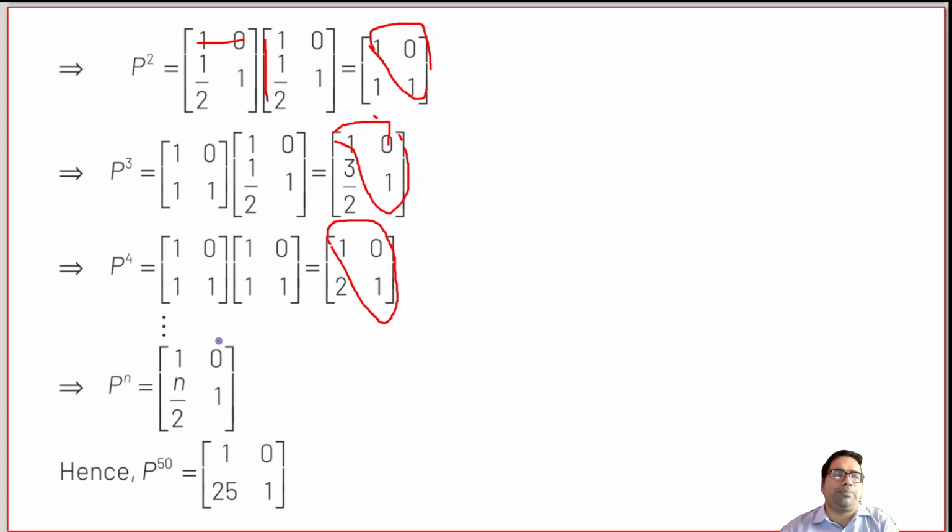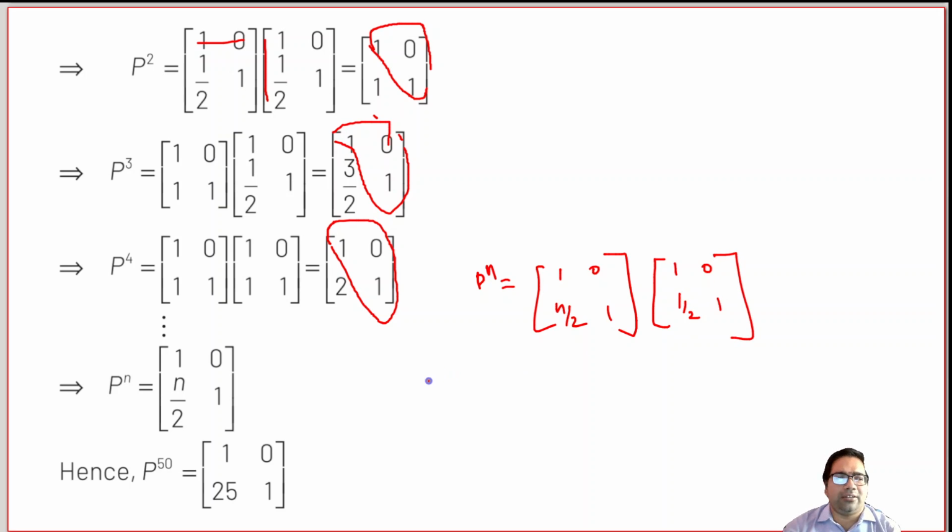Now, if you want to prove this also, because we have verified for 2, 3, 4 times, it doesn't mean it will be satisfied for everything. Ideally, we should be able to prove this. How do we prove this? If we claim P power n equals 1, 0, n by 2, 1, then using mathematical induction, if you multiply this again with 1, 0, half, 1, we should get P power n plus 1. P power n plus 1 will become this into this, which is this multiplied by this, and this multiplied by this, and so on.